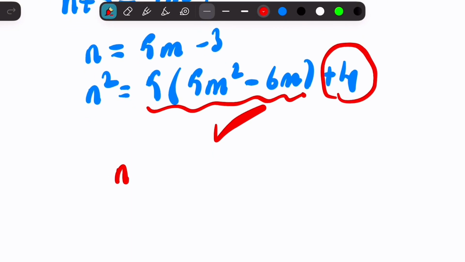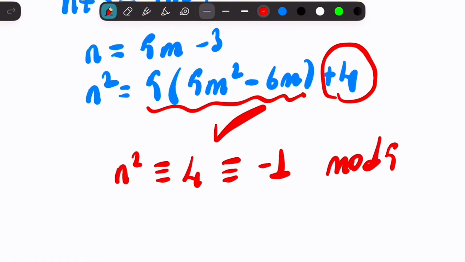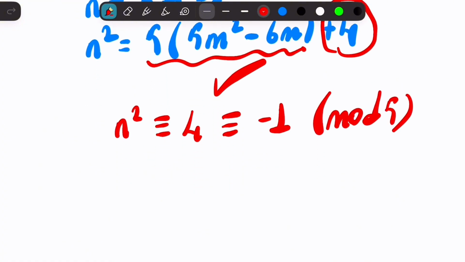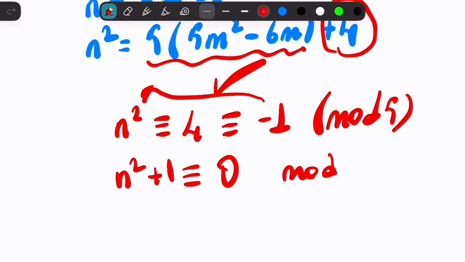Then what can I say? n squared is congruent to 4 mod 5, which is equal to minus 1 mod 5. Now if we send this minus 1 to the other side, the expression n squared plus 1 mod 5 will again give remainder 0.